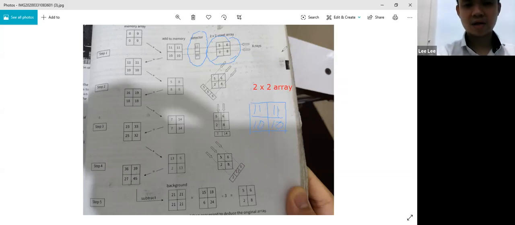So he will add it to the memory array. So the memory array is added with that. And then to give you a result, right now what you have is this. Any questions, Sebastian and Jason?